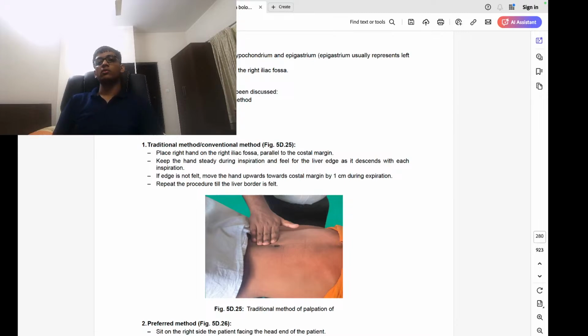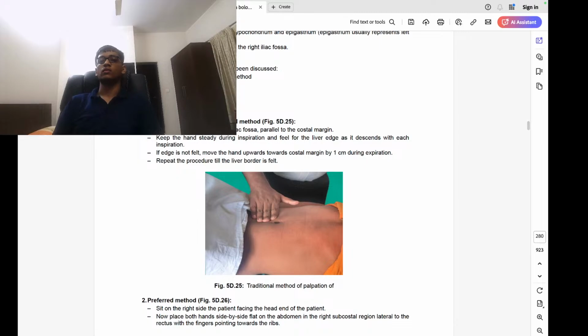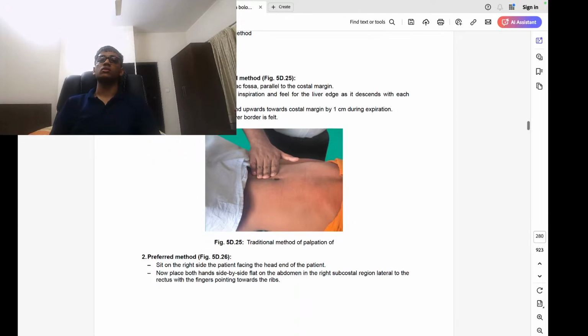So, palpation. The following methods of palpation have been discussed. You have the traditional or conventional method, the preferred method, the alternate method, and the hooking method. And also the dipping method, which is kind of good.